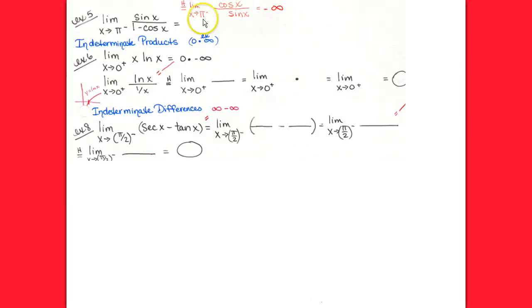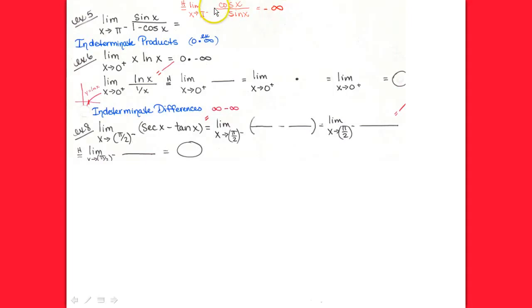If I plug in pi up here, cosine at pi is negative 1, right. And if I do the sine at pi, that's 0. But because I was approaching pi from the left-hand side, those are values that are getting smaller and smaller. So as I'm getting closer and closer to 0, my numerator is staying the same. My denominator is getting smaller and smaller. So what's the overall fraction doing? Getting bigger and bigger. So it's going to infinity.